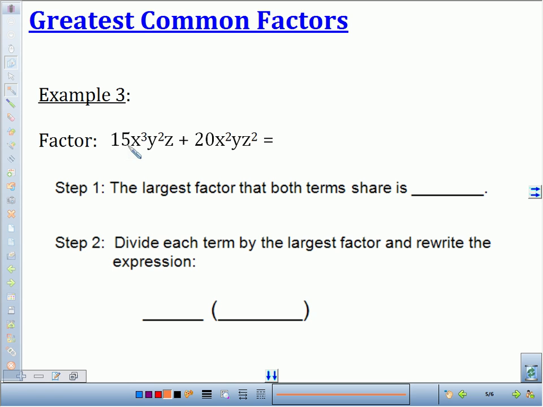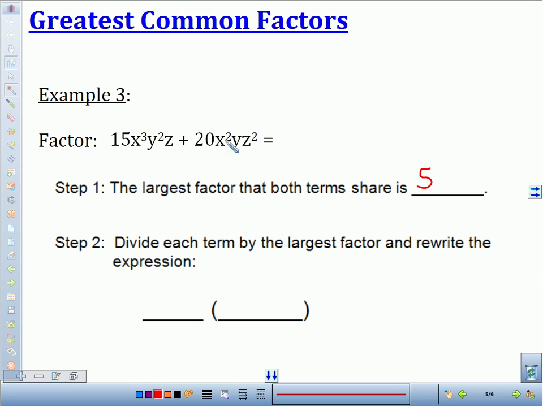Now, I have a 15 and I have a 20. Well, 15 is divisible by 3 and by 5. 20 is divisible by 4 and by 5. So they both share that factor of 5. So 5 is going to be one of my shared factors. Now I have an x term in each, I have a y term in each, and I have a z term in each. So I need to look at each letter individually to decide what is part of my GCF.